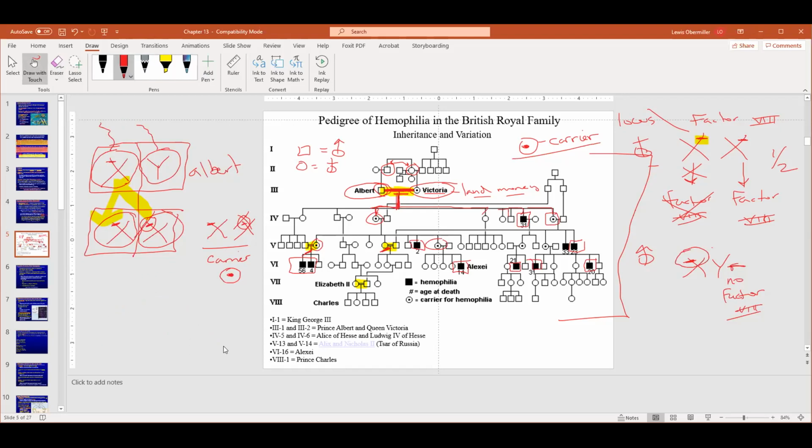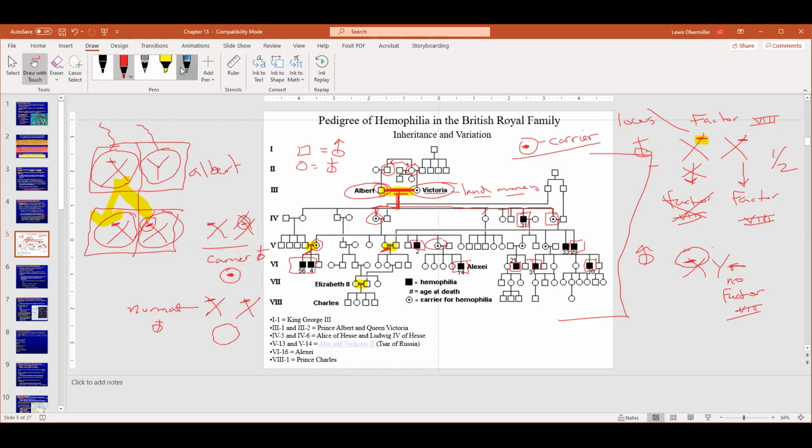In this case, we would have an offspring that had a good X from Albert and a good X from Victoria. And so we would represent this by just a circle, not filled in or anything. This is a perfectly normal female. And this is a carrier female.